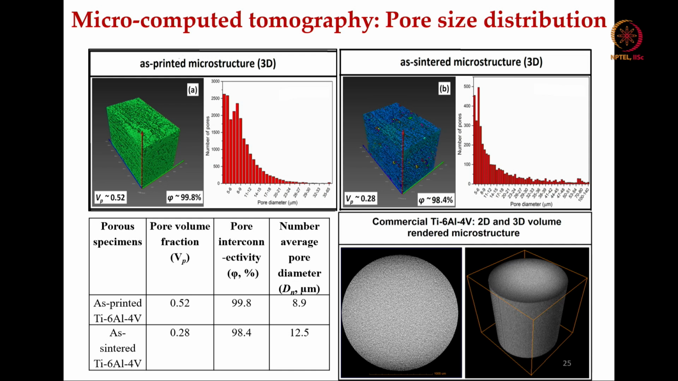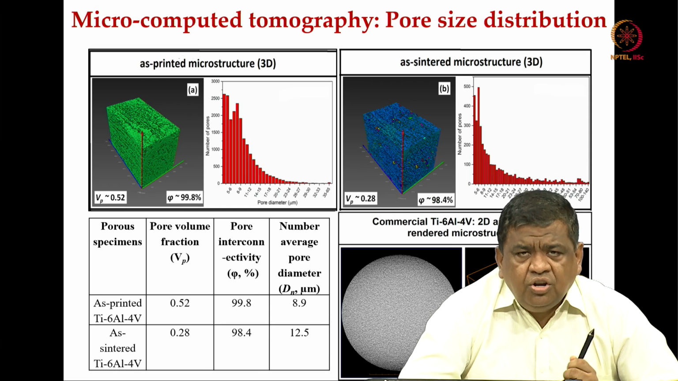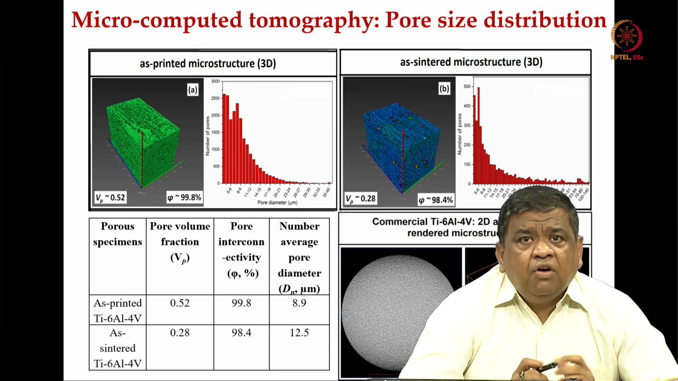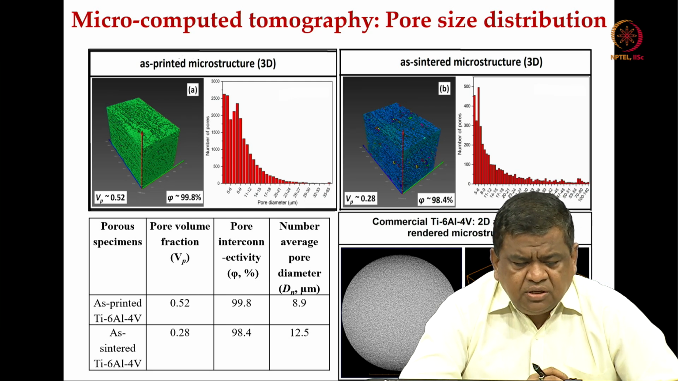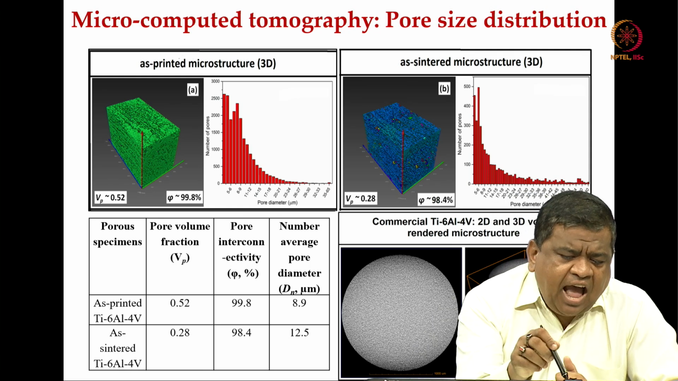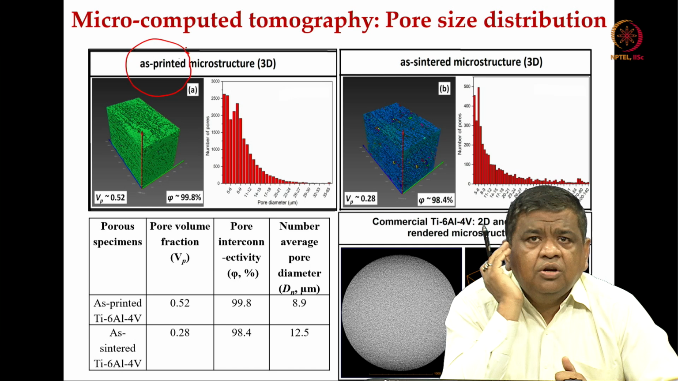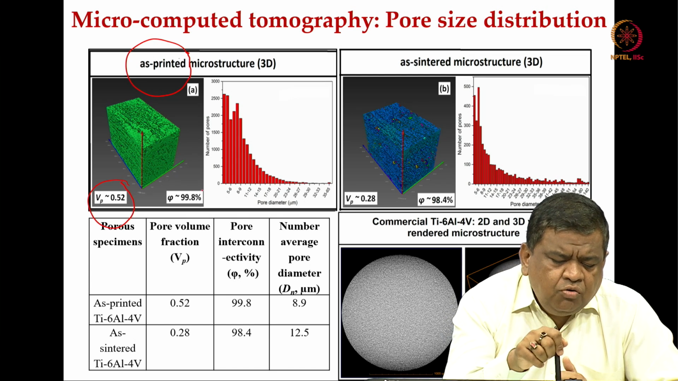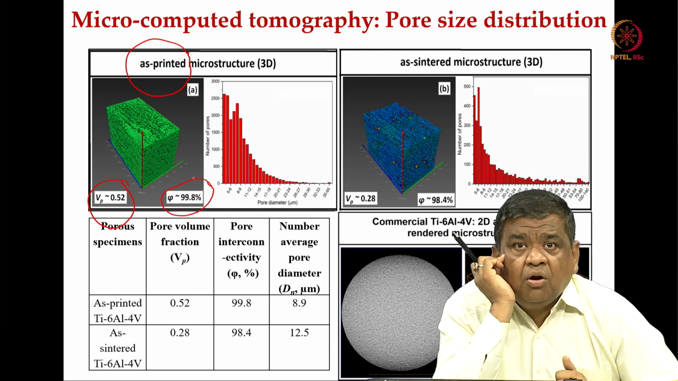So, once this 3D printing is over, we have used high temperature heat treatment, and thereafter we have used microcomputer tomography analysis, which was introduced to you in one of the earlier lectures, to find out the 3D microstructure that develops and also to do quantitative analysis. This is the as printed microstructure without any post binder jet printing treatment, and we are getting a volume fraction of porosity of 52%, and psi is 99.8%.